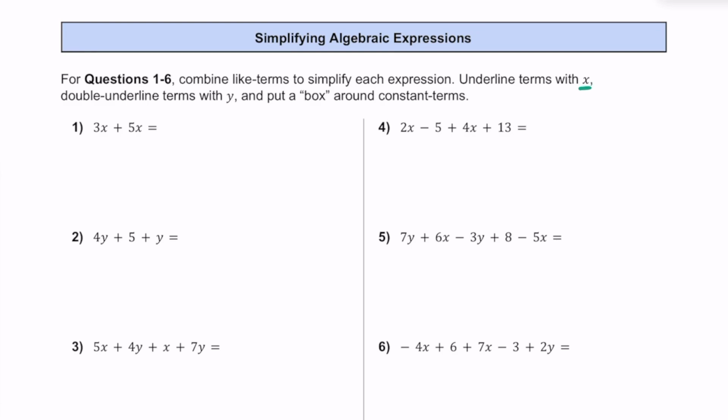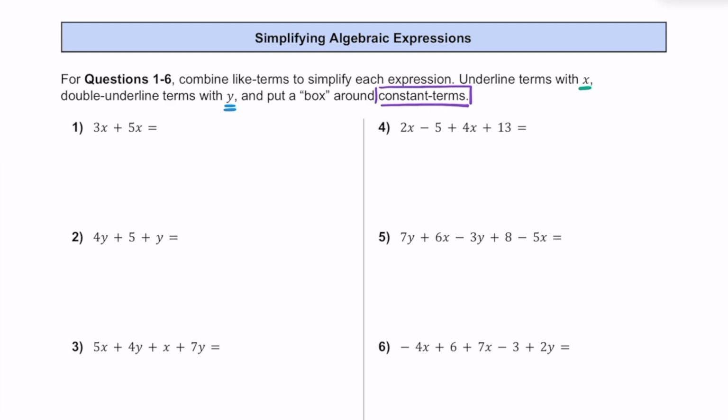And then we're also going to be double underlining terms with y. I'll use a double underline with a blue here. And we're going to put a box around constant terms. Now keep in mind, constant terms are just going to be normal numbers without any variables. So we're going to put boxes around things that are constant terms. All right, so let's get right into it.